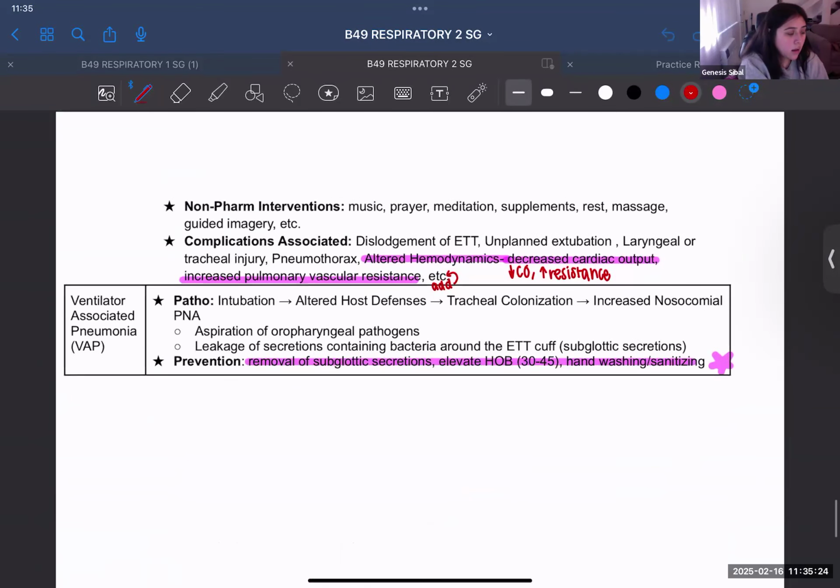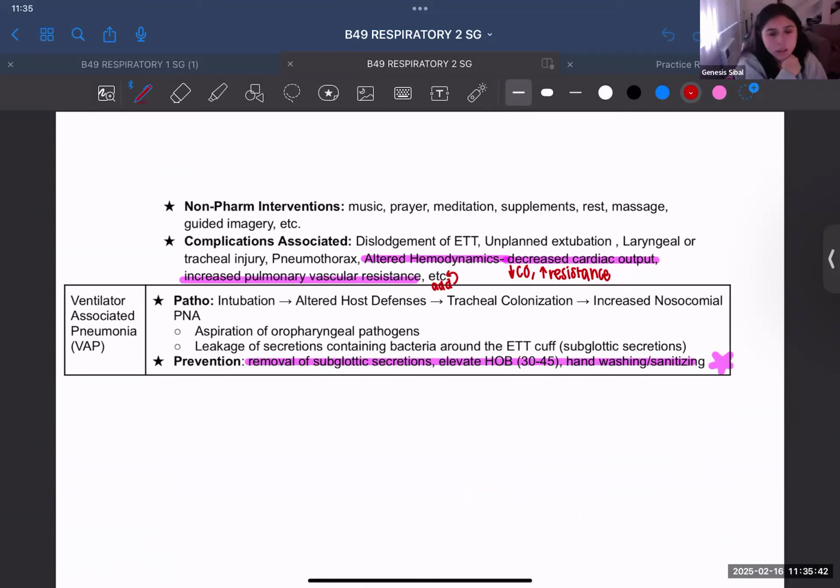And then VAP, I don't even think you have to know this. She didn't ask us anything about it, but it kind of makes sense, right? It's super short. Basically, you get intubated. Okay, now you have colonization of bacteria, of a lot of things, and now you're going to have some aspiration. Okay, and then you have pneumonia.